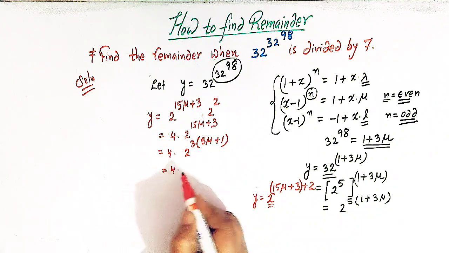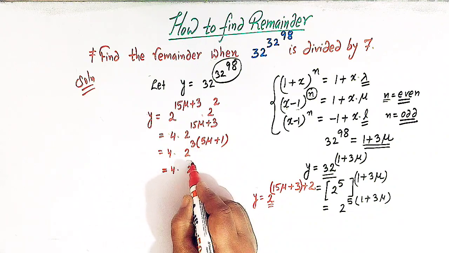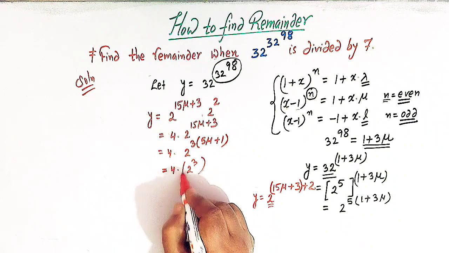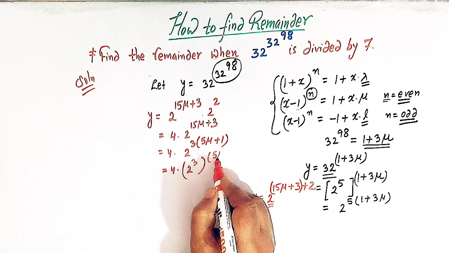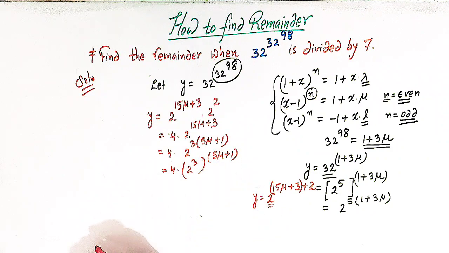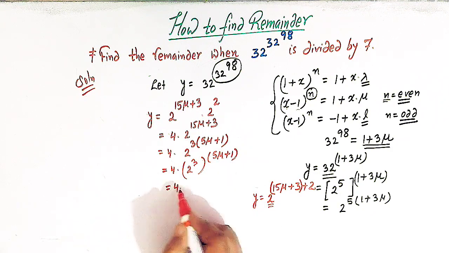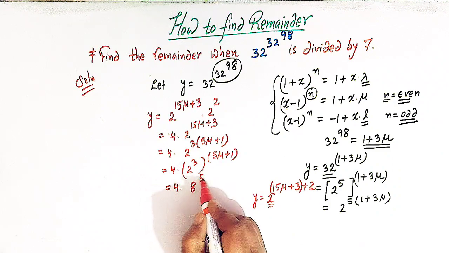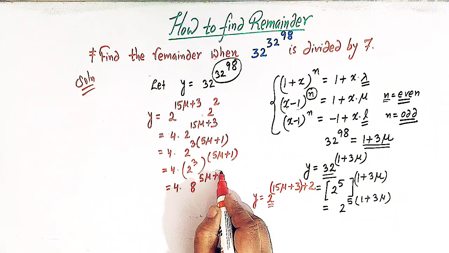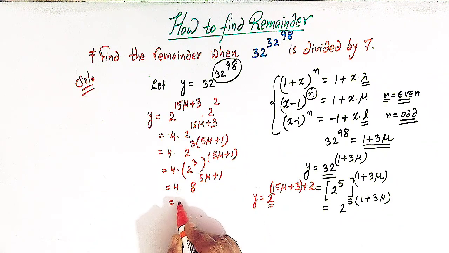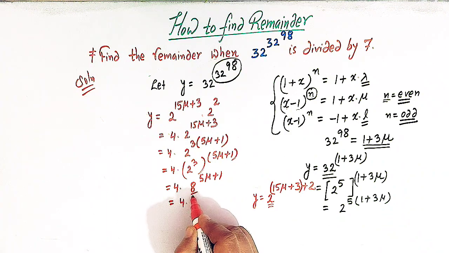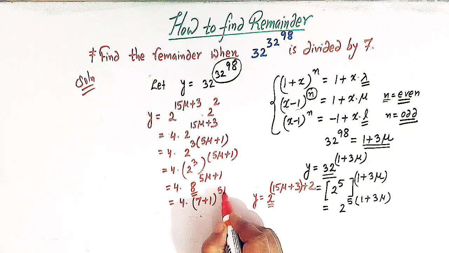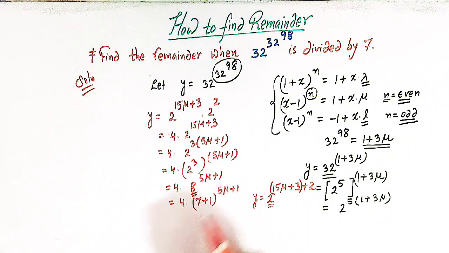And again, using the laws of exponents, we can write it as 2 raised to 3, and then here we have 5 mu plus 1, right? Okay, now we have 4, then 2 cube can be written as 8. So we have 8 raised to 5 mu plus 1, right? Okay, now we can write 4, then this 8 can be written as 7 plus 1, and then we have here 5 mu plus 1.